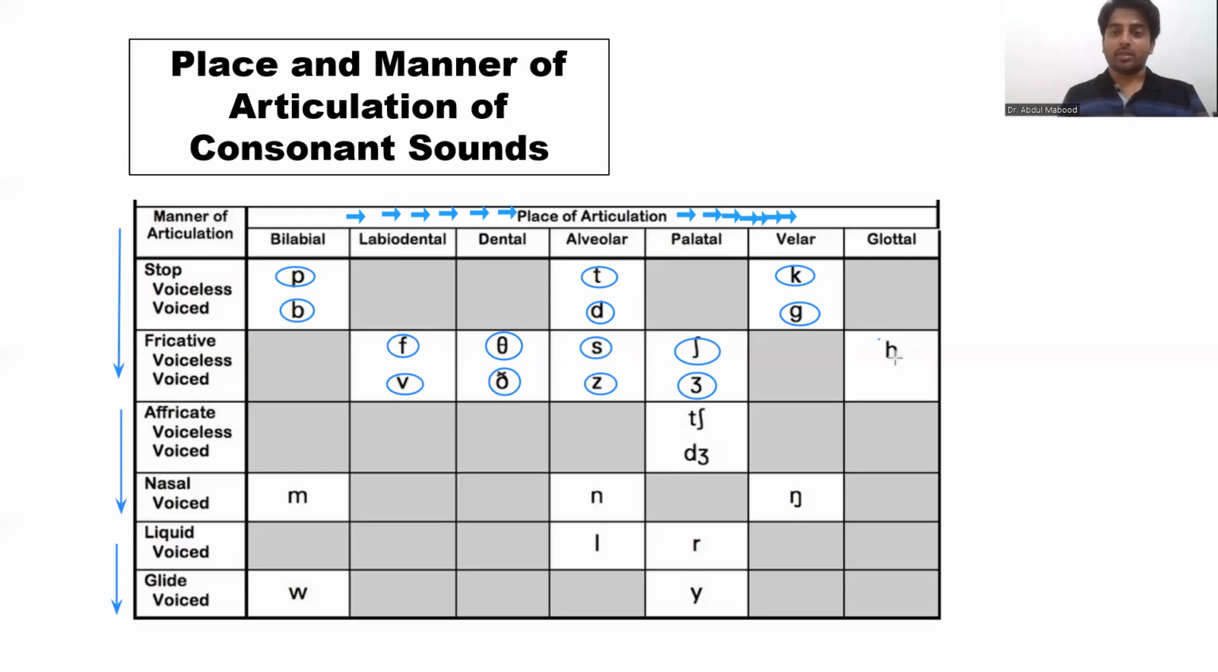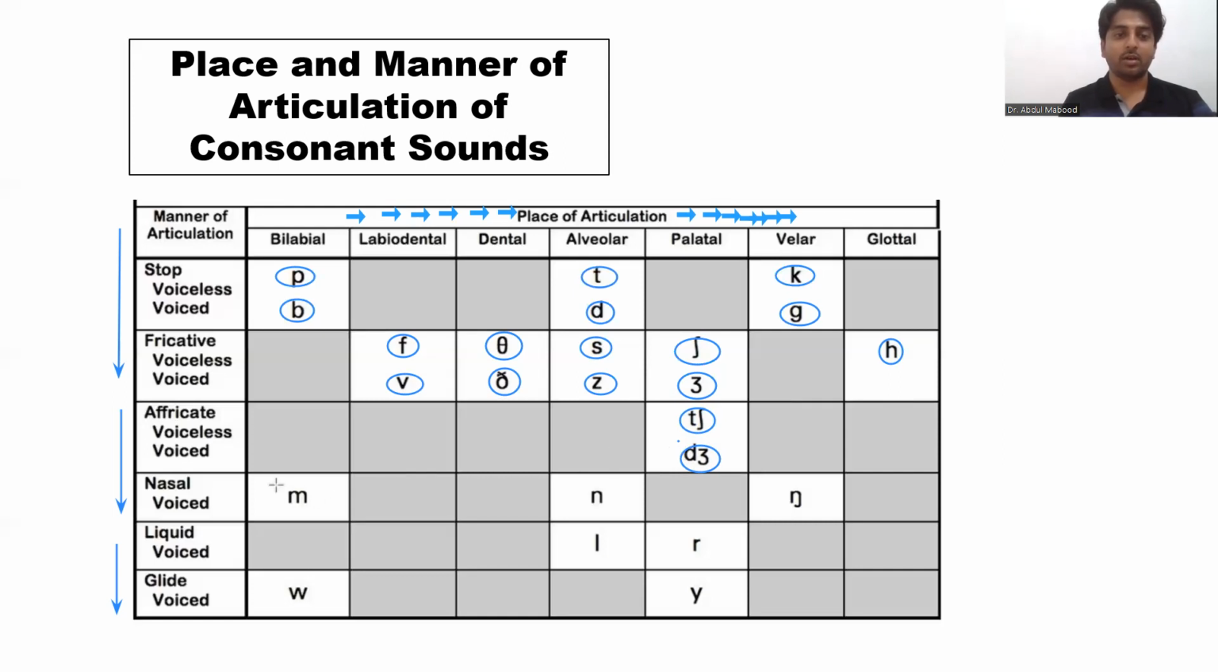Then we have the ha sound coming from the glottal. Then we have the cha sound. This is cha and this is ja, right? Cha is voiceless and ja is voiced.